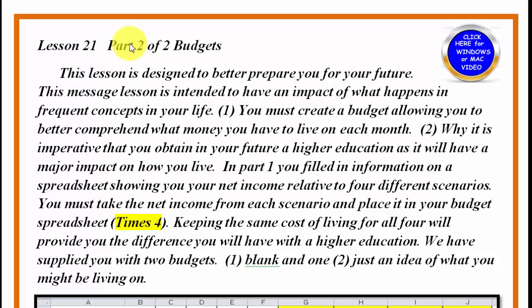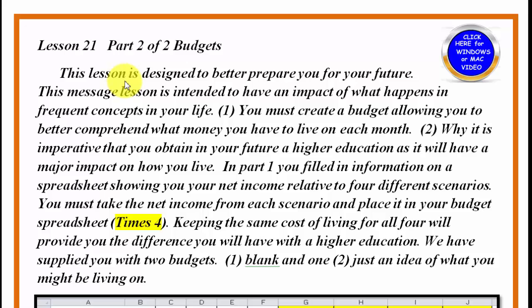Lesson 21, Part 2 of 2: Budgets. Now, this lesson is designed to better prepare you for your future. This lesson is intended to have an impact on frequent concepts in your life. Number 1, you must create a budget allowing you to better comprehend what money you have to live on each month. Number 2, it is imperative that you obtain a higher education in your future, as it will have a major impact on how you live.